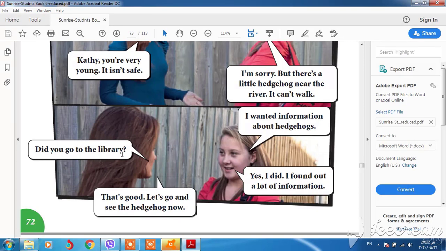Did you go to the library? Yes, I did. I found out a lot of information. Okay, also we have found, it's the past simple. If we make it negative, it will be I didn't find. Okay, find out a lot of information. That's good. Let's go and see the hedgehogs.